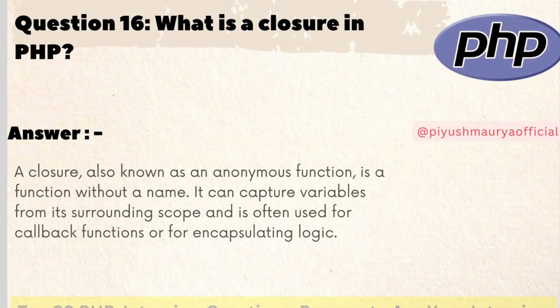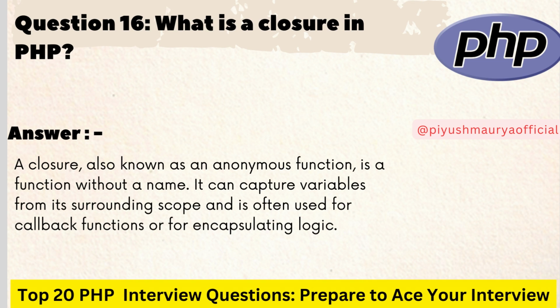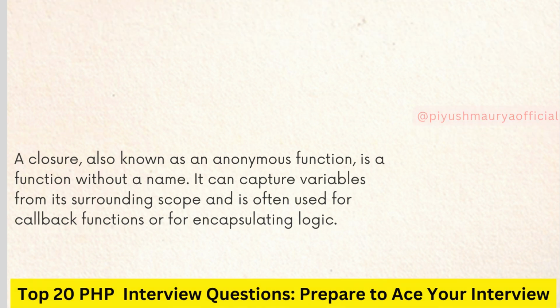Question 16. What is a closure in PHP? A closure, also known as an anonymous function, is a function without a name. It can capture variables from its surrounding scope and is often used for callback functions or for encapsulating logic.